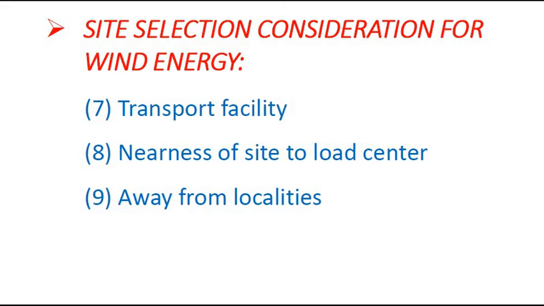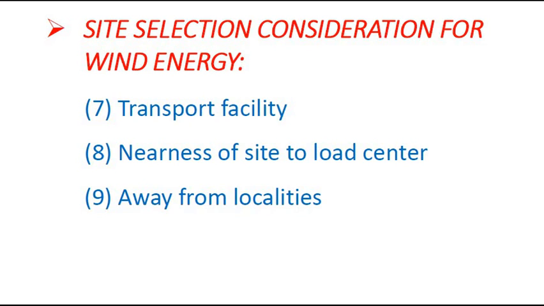Now, the eighth factor, nearness of the site to the load centers. The site should be located near the load to which the power is supplied. The location of the site near the load center reduces the cost of transmission lines, and the losses occurring in them are also reduced, because we know that as the length of the line increases, the line losses also increase. So the site must be near the load center.